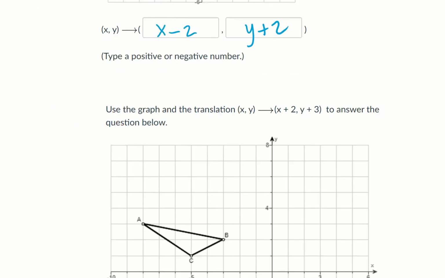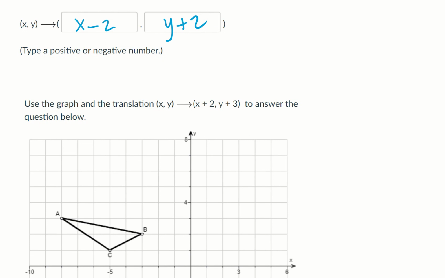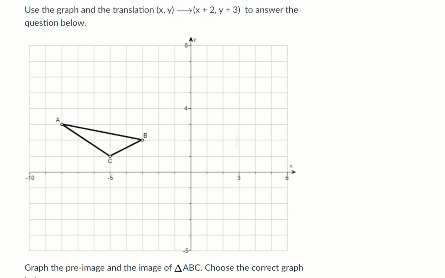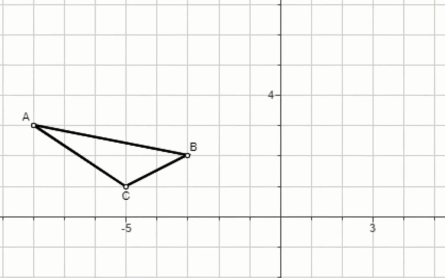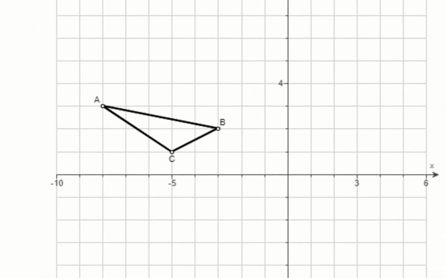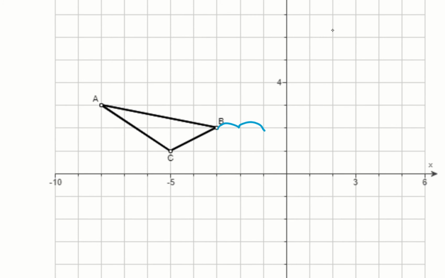So use the graph in the translation to answer the question below. So again, same deal. We have a translation. That means 2 to the right and 3 up. So we're going to do that here. To the right, 3 up. 1, 2, 1, 2, 3. Oops. 1, 2, 3. Coordinates of that are -1, 5.